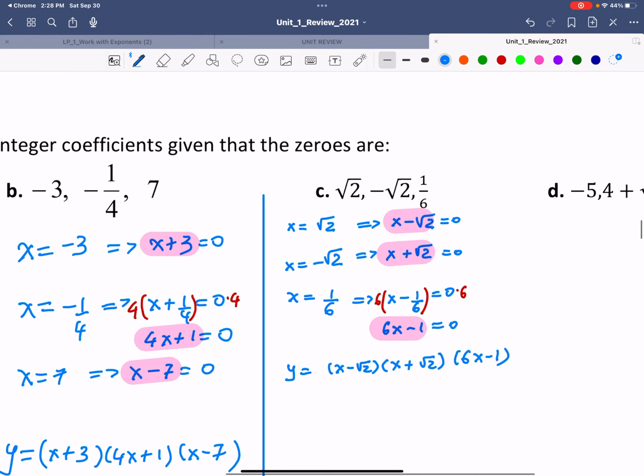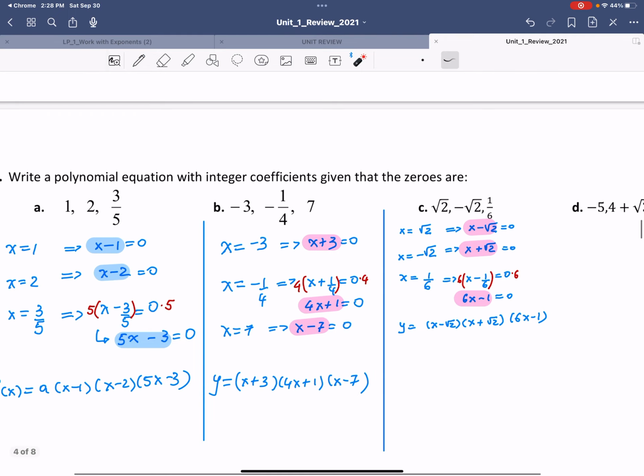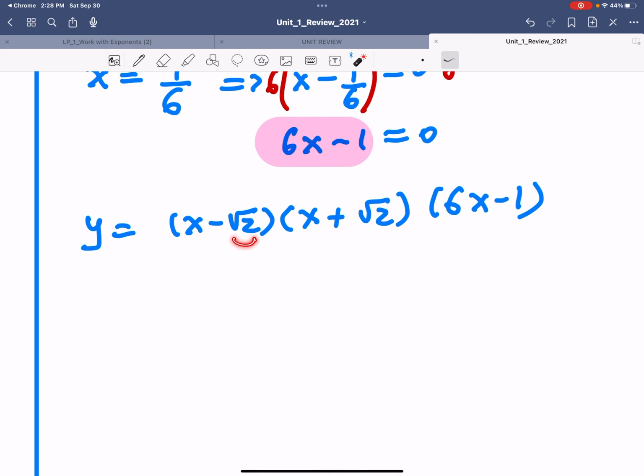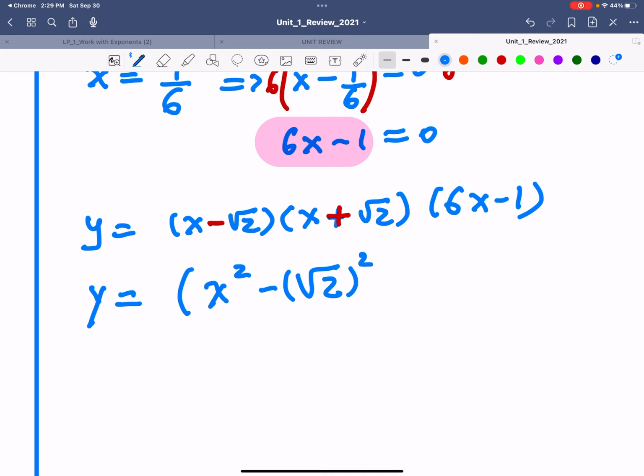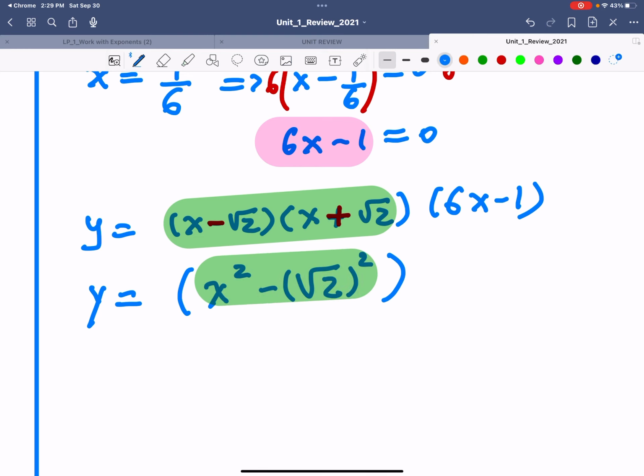Now, if you read the question one more time, it states that we need to find a polynomial equation with integer coefficients. And as you can see here, we don't have integer coefficients, we have radical numbers as well. So what we're going to do is expand the two factors. You probably noticed that in this case, we have the difference of squares formula that we can easily apply, and that will give x squared minus square root of 2 squared, which will be this part of the polynomial equation, and then multiplied by 6x minus 1, which is the other factor.